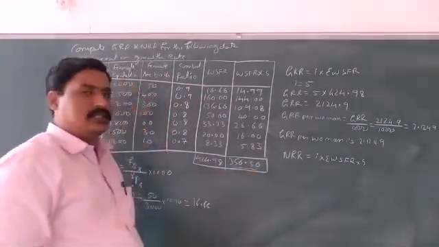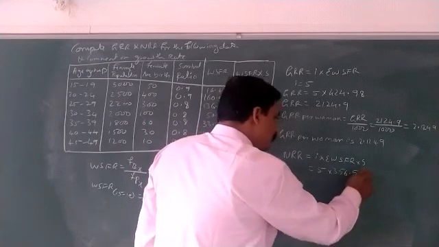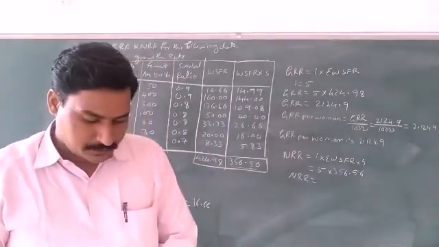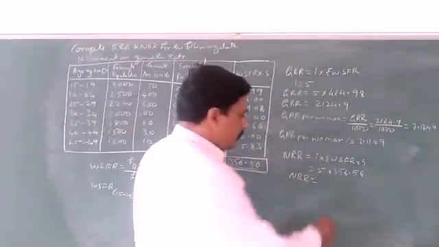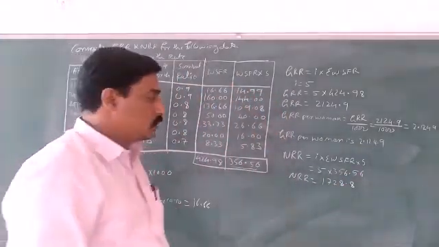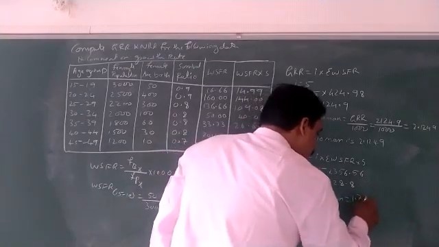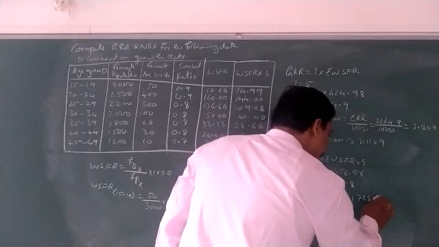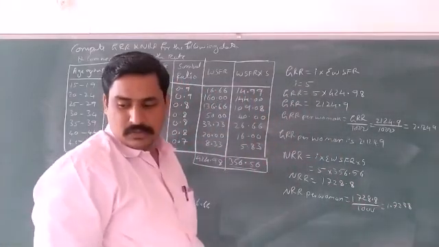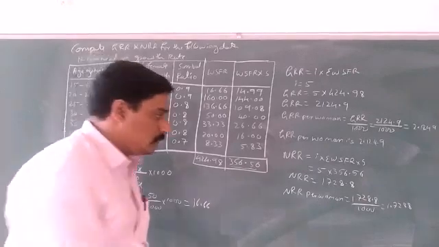So the total of the WSFR into S column is 356.56. So that means 5 into 356.56. So NRR per 1000 women, 5 into 356.56 is 1782.8. This is per 1000 again. So per woman, NRR per woman is equal to 1782.8 divided by 1000, that we get 1.7828.